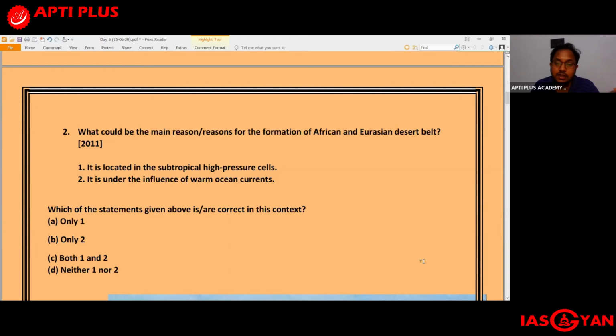That is a drying effect. So these are some of the reasons as to why we get to see deserts formed. So the first statement is correct. The second statement: it is under the influence of warm ocean currents.